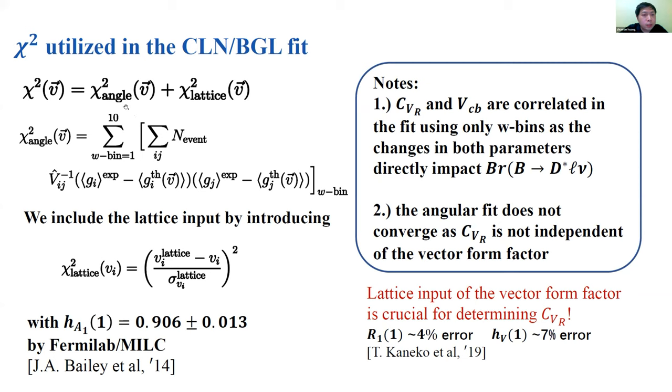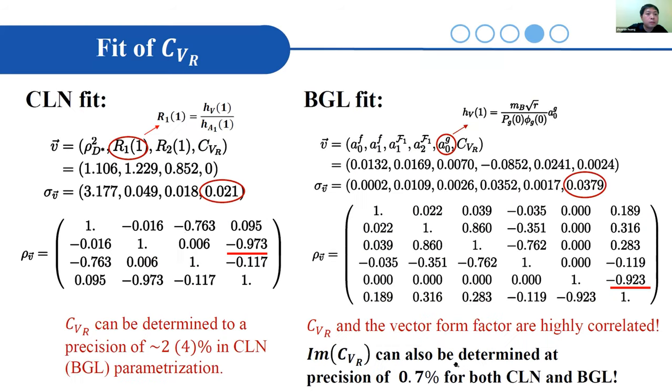In addition to the angular part in the Q-square, we also use the available lattice data for HA11 as done in the Belle analysis. But with this data, the angular fit still doesn't converge because CVR is also highly correlated to the vector form factor. Therefore, we also need the lattice input of the vector form factor to determine CVR. In our study, we use the central values of R11 and HV1 measured by Belle and assign them the errors expected from lattice QCD to perform a sensitivity study.